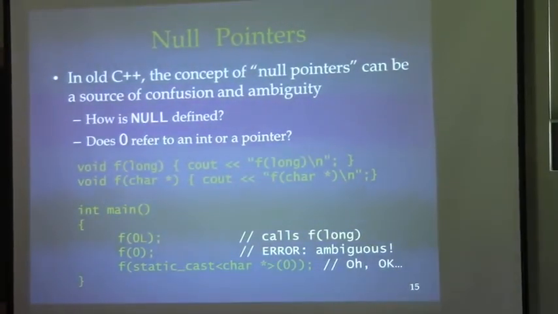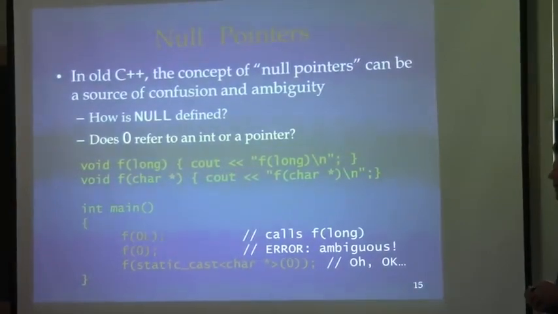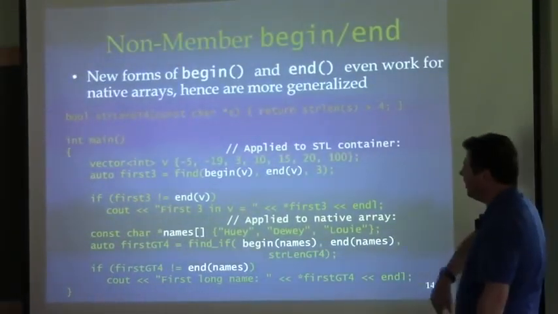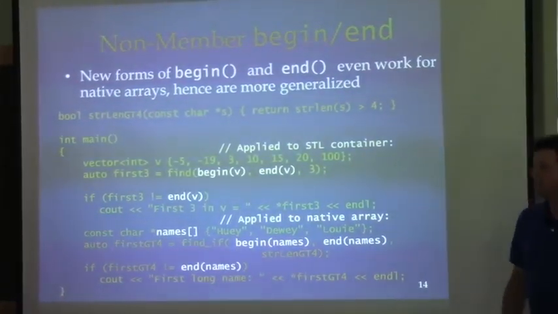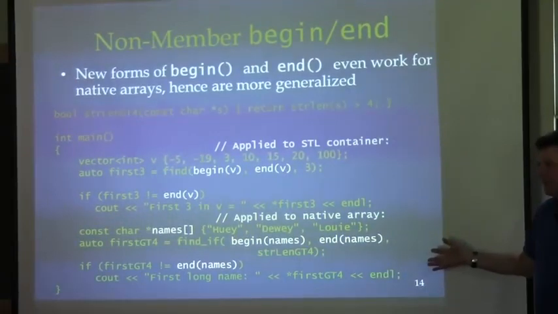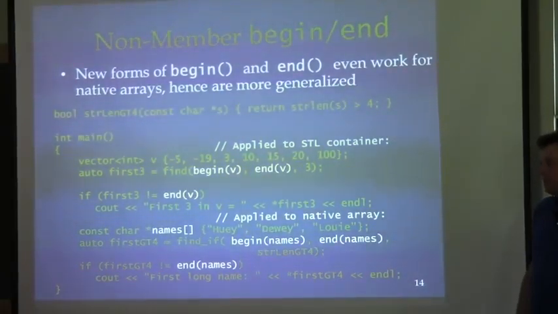I have a question. What happens when you call begin or end on an empty container? Okay, question is what happens if you use this on an empty container? Exactly the same as what would happen if you used member begin and end, because they're equivalent. So that's a non-issue, really. I mean, like on a static, like the const character names.